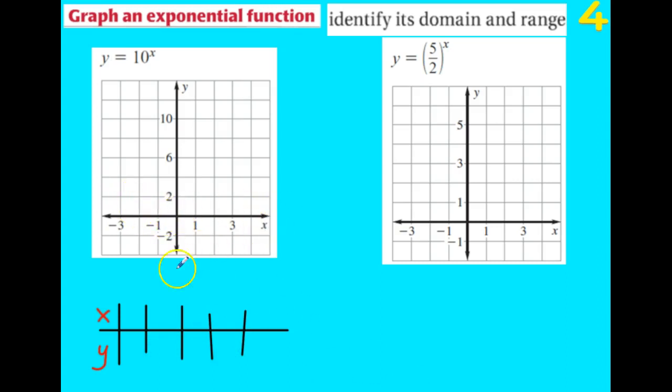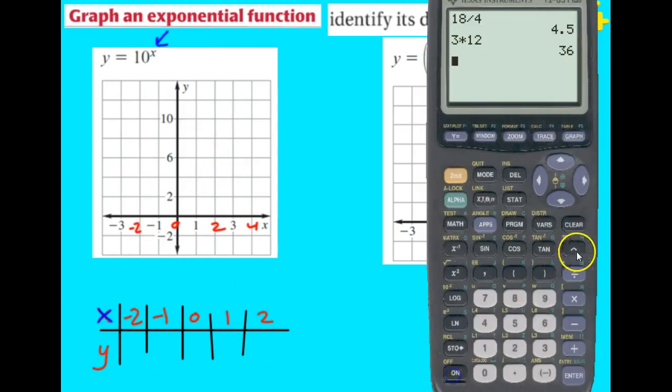Our graph on my x-axis goes 0, 1, 2, 3, 4, and then on y we have -1, -2. So I'm going to stick with 0 and then a couple negatives and a couple positives: -2, -1, 0, 1, and 2. All I have to do now is plug in these numbers for x up here and figure out what y is to plot my points.